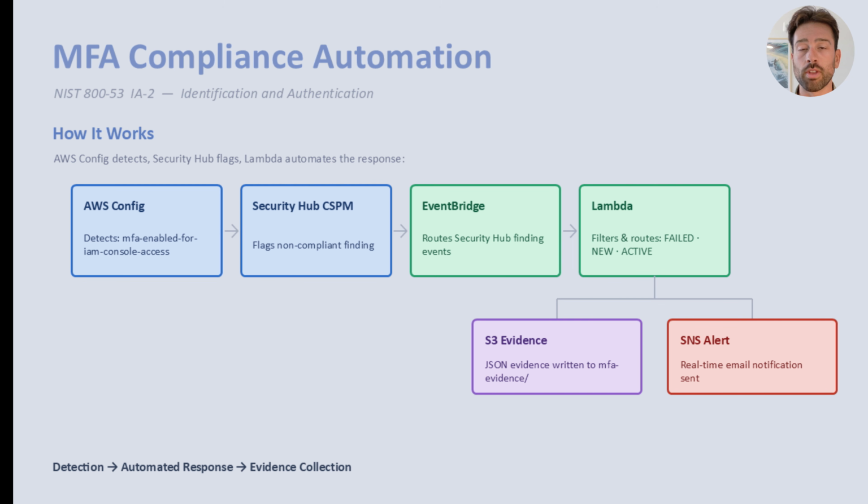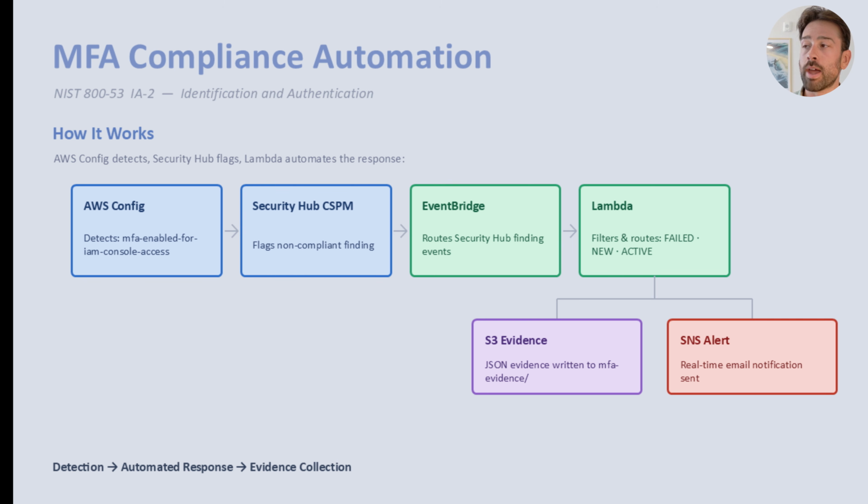Everything is going to start at the left side with AWS Config. Now, Config is going to continuously evaluate our environment against that MFA control. And if it finds a user with console access that doesn't have MFA enabled, it's going to mark it as non-compliant. And that result is going to be sent immediately over to Security Hub, where it becomes a centralized security finding.